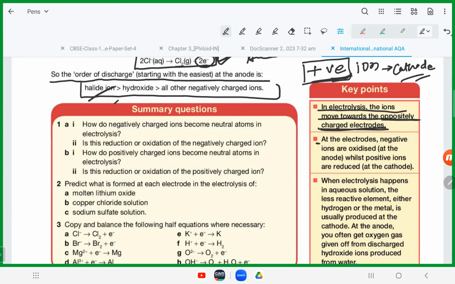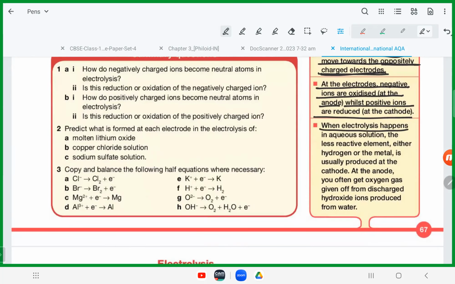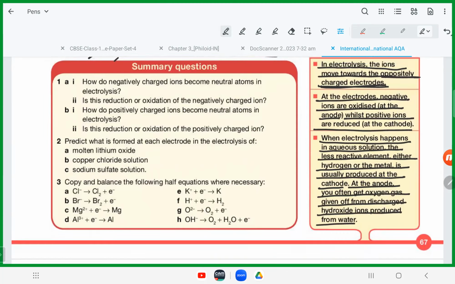Second, at the electrodes, negative ions are oxidized at the anode, while positive ions are reduced at the cathode. That is very easy. When electrolysis happens in an aqueous solution, the less reactive element, either hydrogen or the metal, is usually produced at the cathode. At the anode, you often get oxygen gas given off from the discharged hydroxide ions produced from the water. That is very easy.